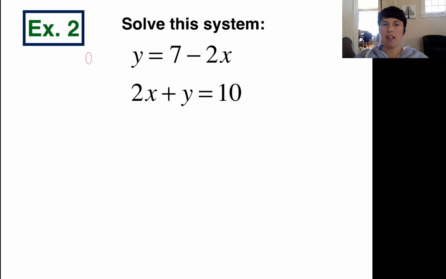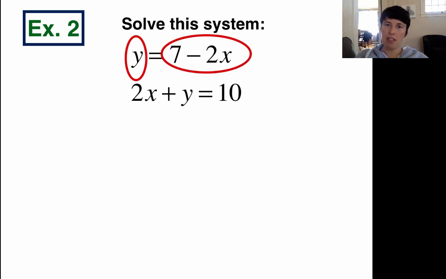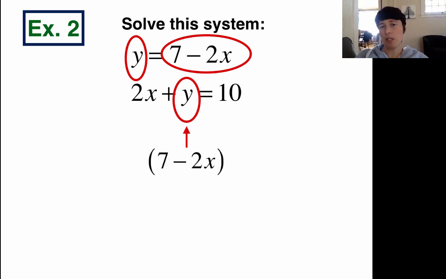I see the y all by itself, so I know it's equal to 7 minus 2x. So in this second equation, I'm going to find that matching y, and I'm going to replace it. I'm going to be replacing that y with the 7 minus 2x, because they're equal to each other. So instead of 2x plus y equals 10, I'm going to have 2x plus 7 minus 2x equals 10. Awesome. All right, now I got to solve.